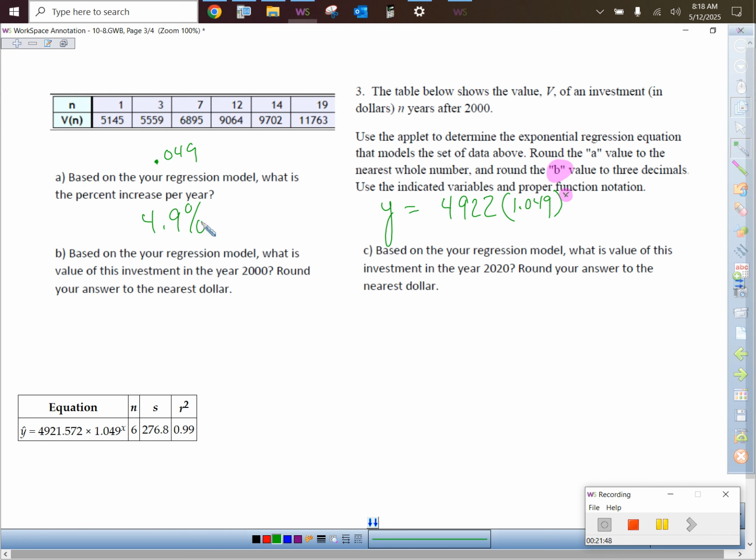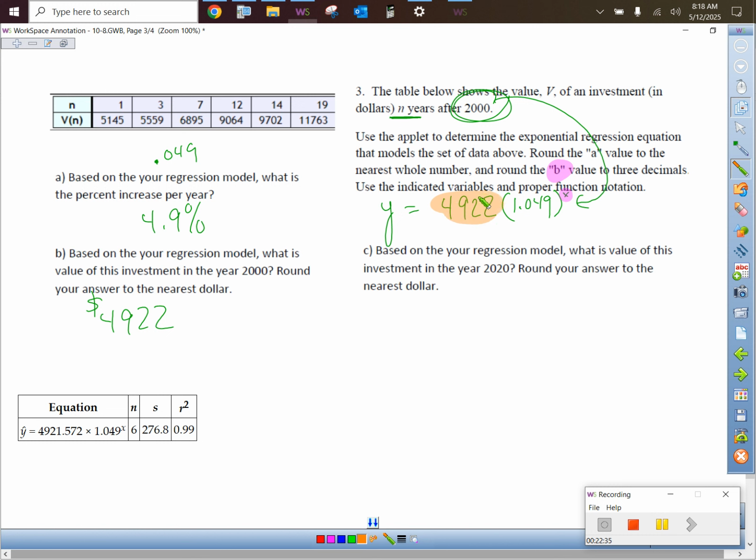Based on this regression model, what is the value of this investment in the year 2000? Well, x stands for years after 2000. Are you with me? So how many years after 2000 has 2000 been? 0, right? Don't we need to put 0 in for x? I can do that without a calculator. What's 1.049 to the 0th power? Is it 0 or is it 1? Anything to the 0th power is 1. 1 times 4,922 is 4,922. So there's a little bit of review here: this is your starting value, also called the principal. You know that is your principal amount.